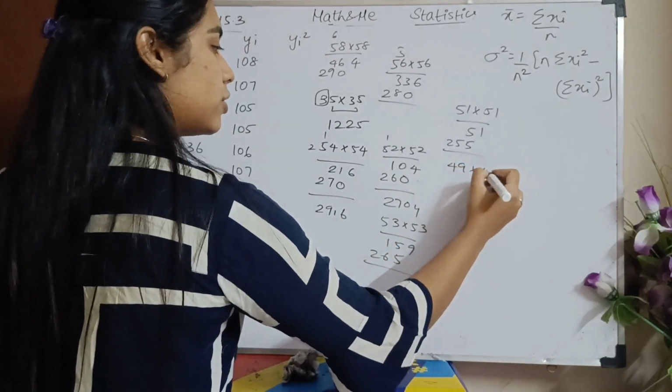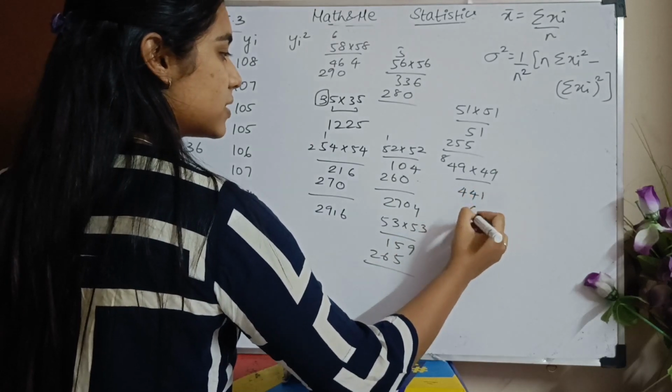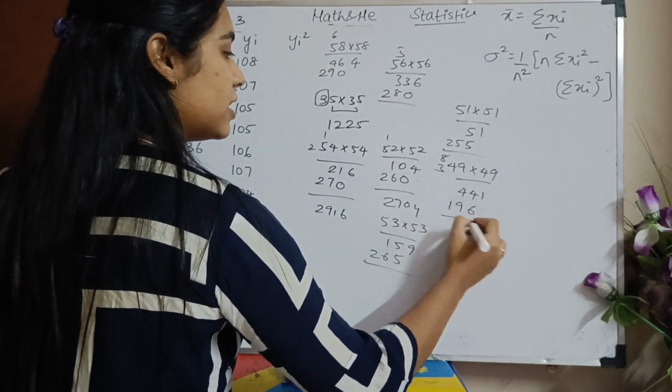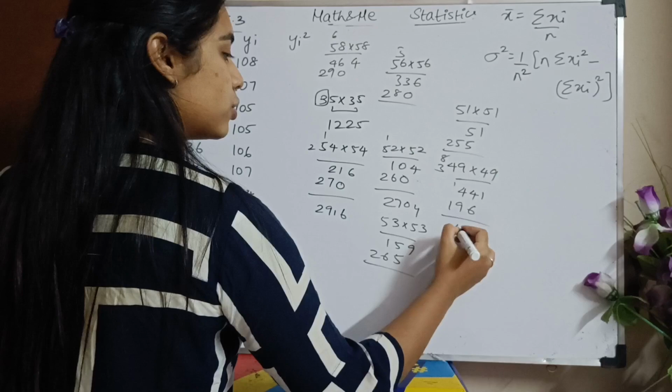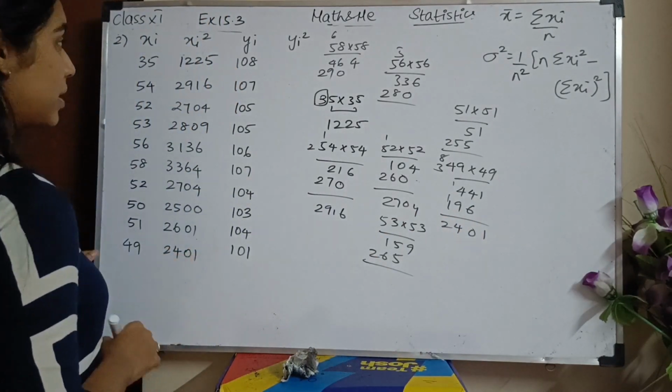49 into 49. 9 9s are 81, 8. 9 4s are 36, 36 plus 8 is 44, 9 4s are 36, 3 4s are 16, 17, 18, 19. So 2401. So these are my xi square.